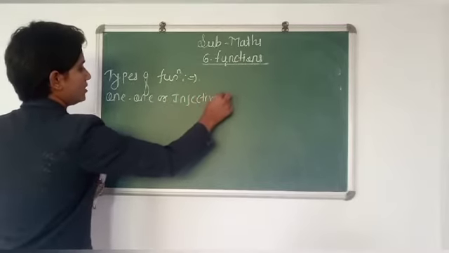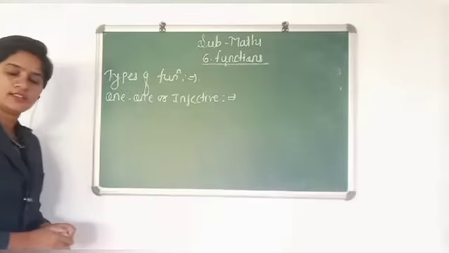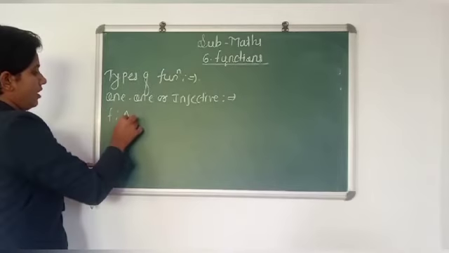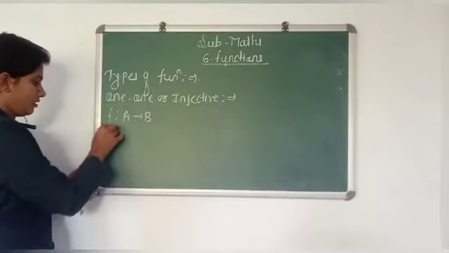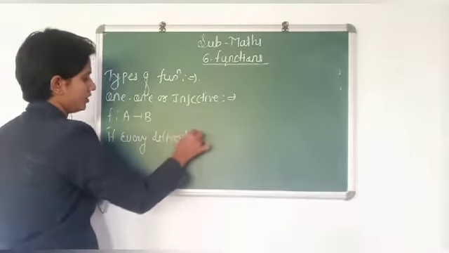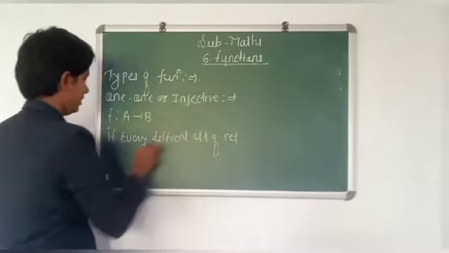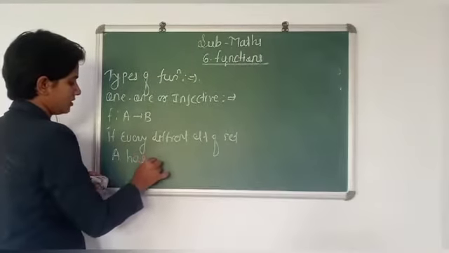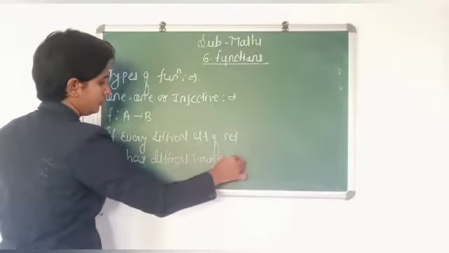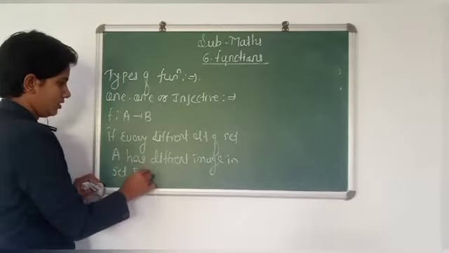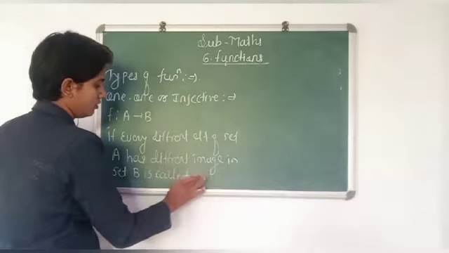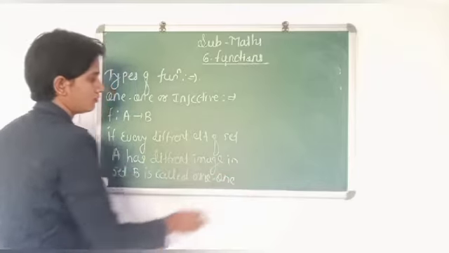Now see the definition of this. A function f from A to B is called a one-one function if every different element of set A has a different image in set B. Then it is called a one-one or injective function.